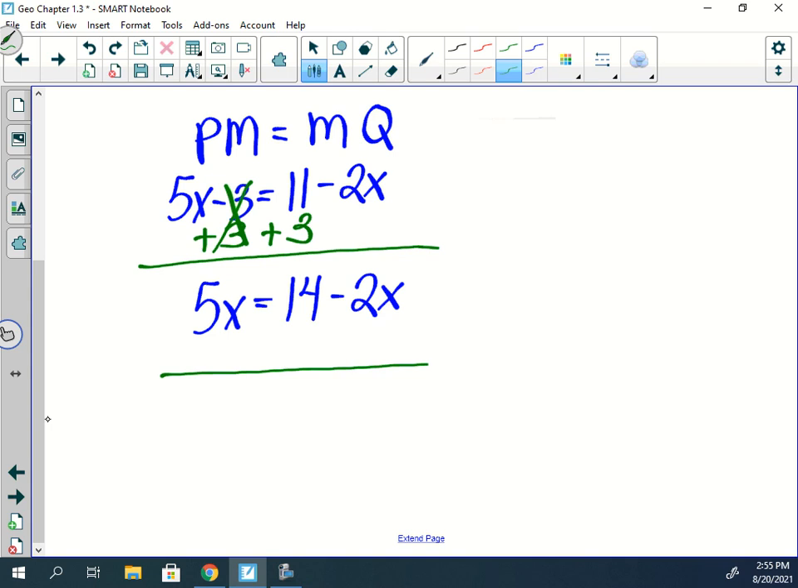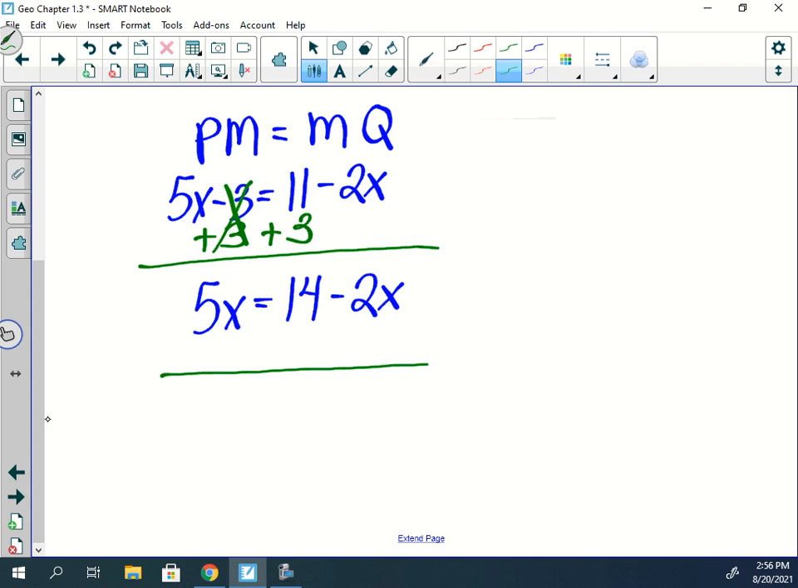Then what can we do next? Now, we wouldn't want to move the 14, because on the left-hand side, 5x is already by itself. If I add 14 to both sides, it would be taking the 14 from the right-hand side and moving it to the left. But if I look at the right-hand side, we have 14 and 2x. On the left-hand side, we just have 5x. So we want to move the 2x over to the 5x, so the x's are on the same side.